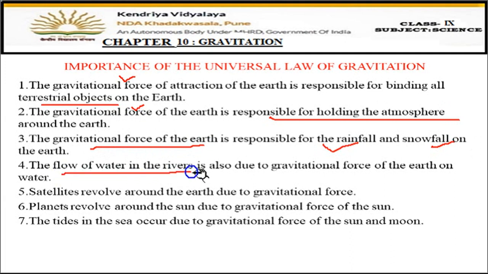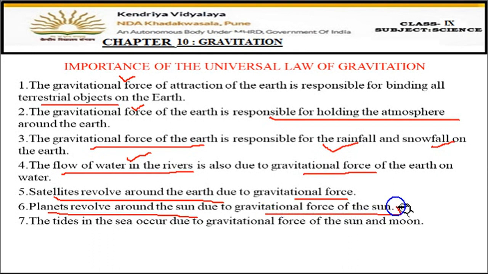Then the flow of water in the rivers is also possible through gravitational force, because water is held towards the earth by this gravitational pull only. So water flows in the rivers. This is also because of the gravitational force of earth. Then satellites revolve around the earth. This is also because of gravitational force. Then planets revolve around the sun. This is also because of the gravitational force of the sun, not the earth, right? Planets revolve around the sun because the sun is also pulling the planets towards itself.